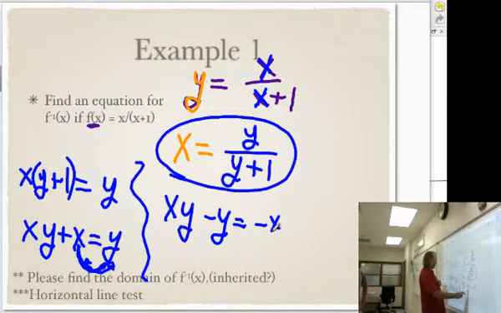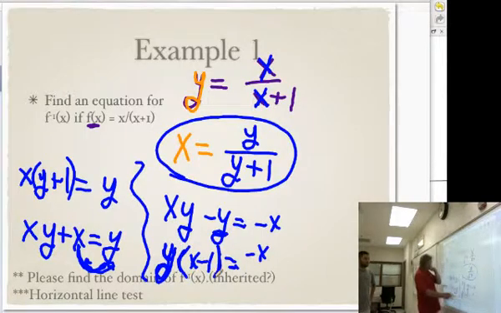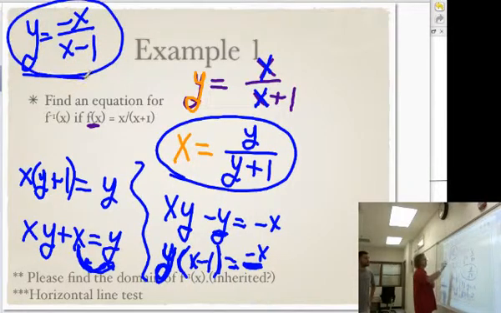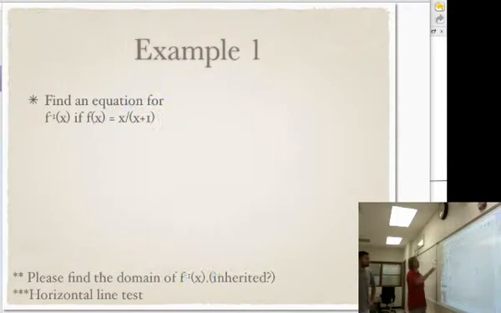Factor the y's out of here, because both terms have a y in it. So we'll have y times x minus 1 equals negative x. To get y by itself, I'm going to divide by this parenthesis. So y equals negative x divided by x minus 1. So this is the inverse of that, or you could say the inverse function: negative x over x minus 1.